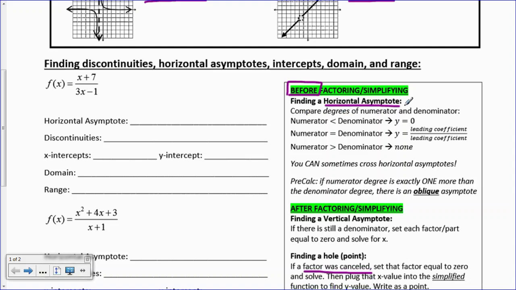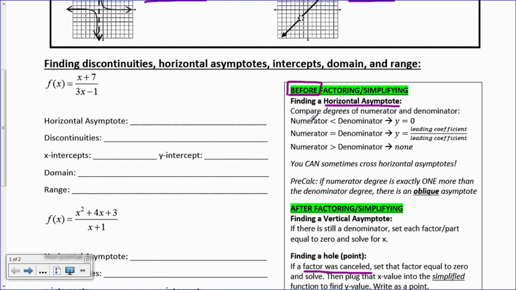There are 3 options for the horizontal asymptote. It could either be 0, it could be the fraction of the leading coefficients for your polynomials, or you could just not have a horizontal asymptote at all. Okay, and this is how we figure out which one of those 3 situations we have. We're going to be comparing the degrees of the numerator and denominator. Remember, degree is the highest exponent for your polynomial. So you're going to find the degree of the numerator and the degree of the denominator.